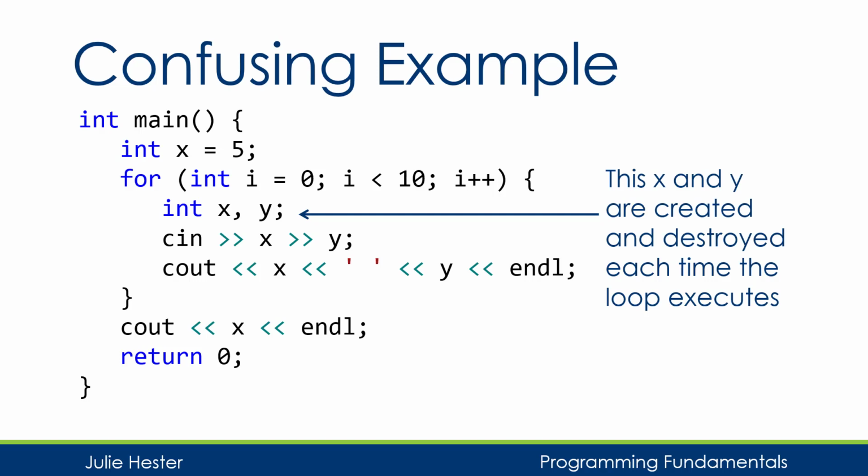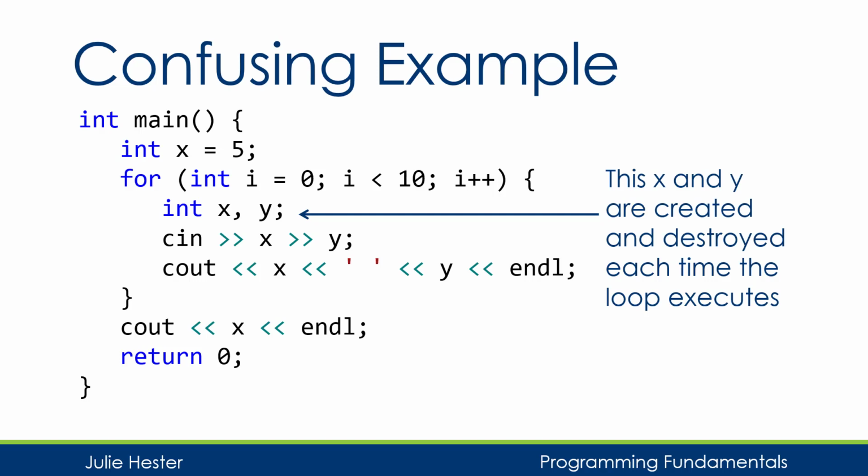And these variables x and y are local to each iteration of the for loop. In fact, each time the for loop iterates, I'm going to create an x and a y, manipulate them, and then as soon as that iteration ends, that x and y will be destroyed. And then I'll create them again with the next iteration. So the inside x and y are actually created and destroyed 10 times.